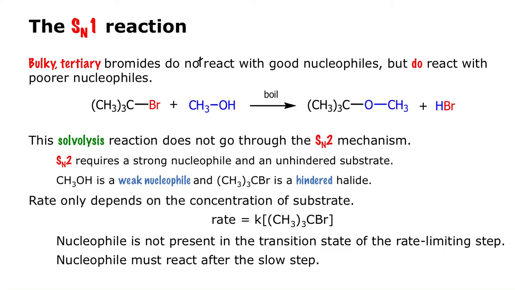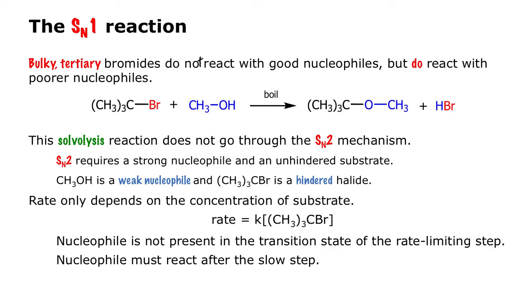The second common type of substitution mechanism is known as the SN1 reaction, in this case standing for substitution nucleophilic unimolecular. The way this is often observed is with bulky tertiary substrates. By way of an example, it's well known that bulky tertiary bromides, here we have t-butyl bromide, don't react with good nucleophiles.